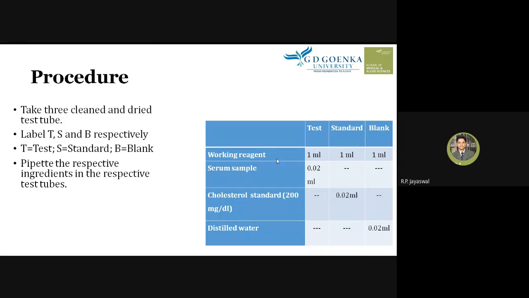After preparing these ingredients in the respective test tubes, we have to mix properly, and then we need to incubate at 37 degrees Celsius for 10 minutes.